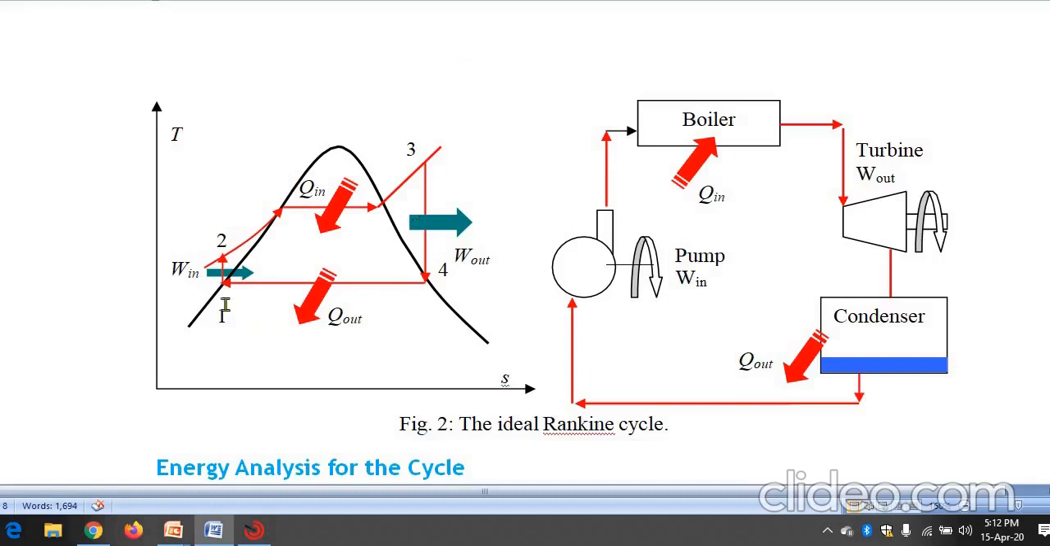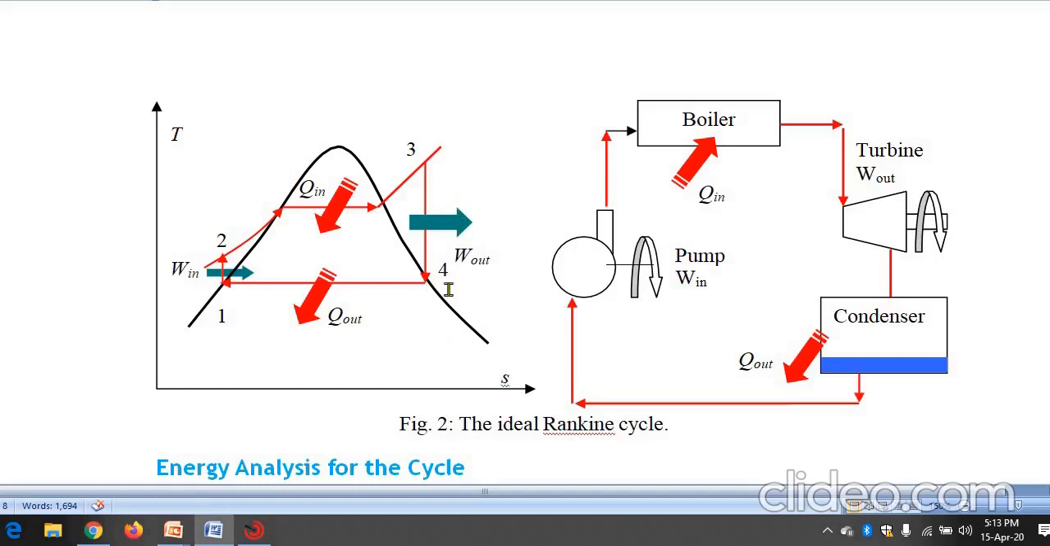Now you can see 1 to 2. From 1 to 2 we are adding work to the pump, thereby the water is raised to the boiler pressure. Now 2 to 3, this is the constant pressure line. During that process we are adding the heat, thereby the water is converted into steam. Now 3 to 4, it is the expansion process in the turbine. In that the turbine is producing the work. We couple this shaft to the generator shaft, thereby we are getting electricity.